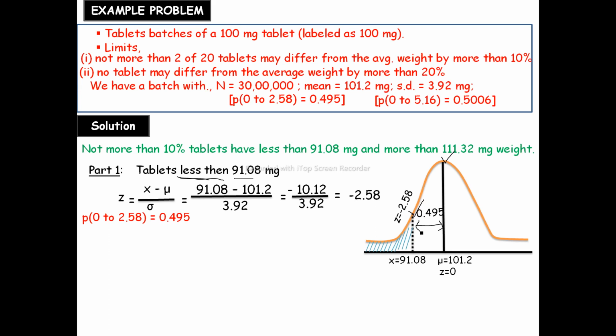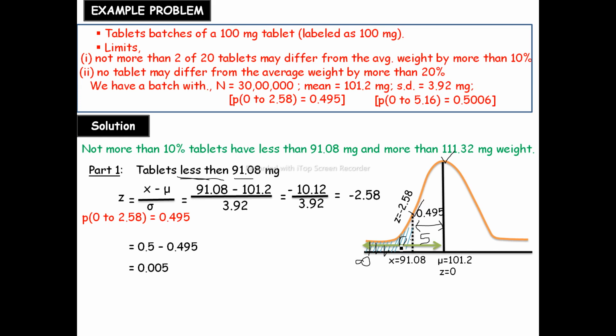And what is the value of this entire area from mu up to infinity? We know the entire value is 0.5, isn't it? So what do we want to calculate? We want to calculate this shaded area. How can we calculate it? We'll just subtract 0.5 minus 0.495, so you get the value of that blue shaded area.